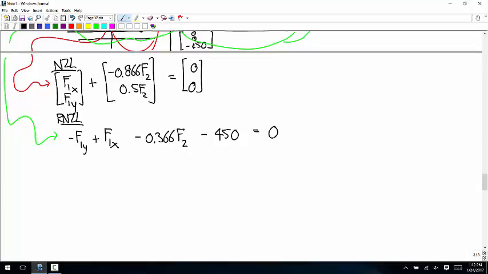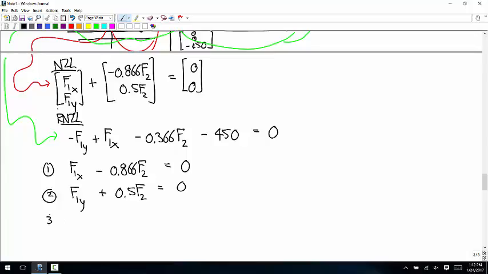So I'm going to rewrite these. This is a system of 3 equations. The first equation says F1x minus 0.866 F2 is equal to 0. The second one says F1y plus 0.5 F2 is equal to 0. And the third one, I'm going to get the constant on the other side, says F1x minus F1y minus 0.366 F2 is equal to 450.